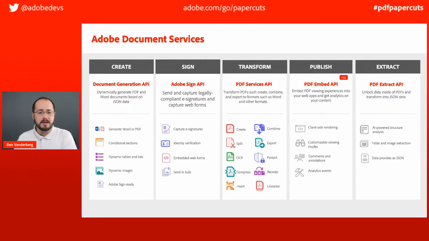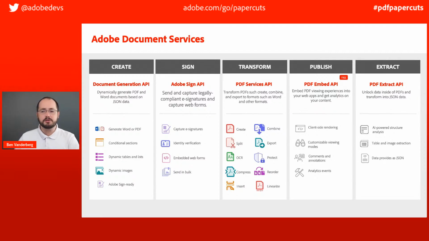The PDF Services API is, as I mentioned, Adobe Acrobat before. It's a lot of those different actions like OCR, being able to split or combine PDFs. All of that is part of our PDF Services API there. Then you have the PDF Embed API, which is around being able to embed PDF viewing experiences into your web applications and also get analytics on that.